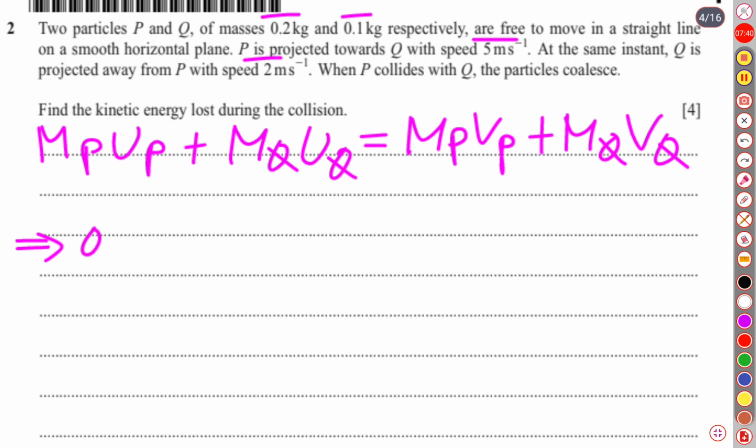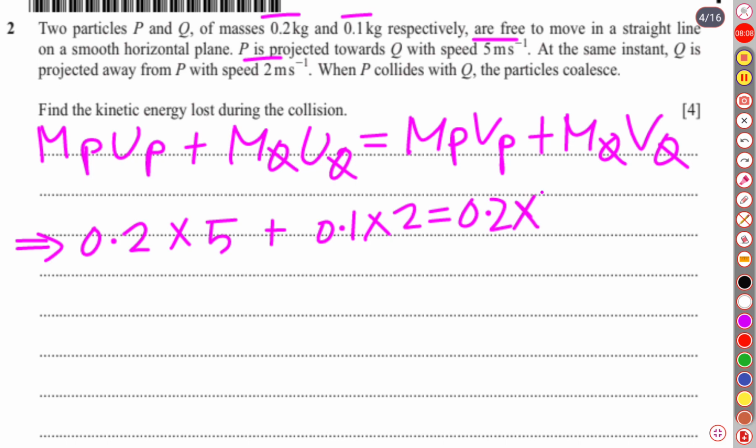So it is going to be 0.2 into the initial velocity 5, plus the mass of particle Q, 0.1, and the velocity of particle Q before the collision was 2. The mass of particle P was 0.2, and as both P and Q together form a new particle, let us assume this to be R. Then the mass of particle Q is 0.1 into the velocity of the new particle R.